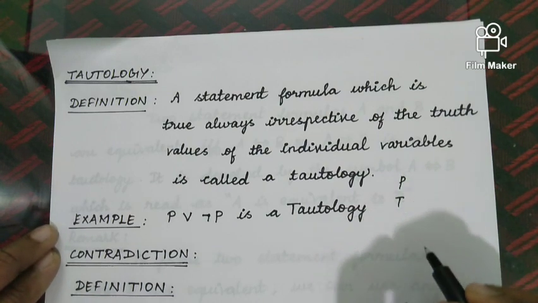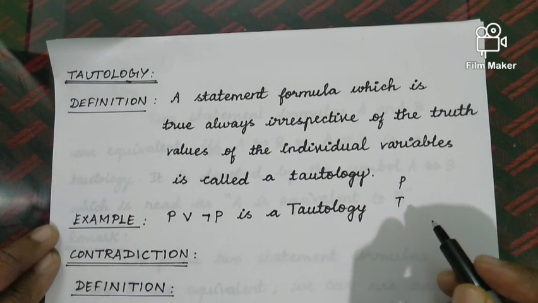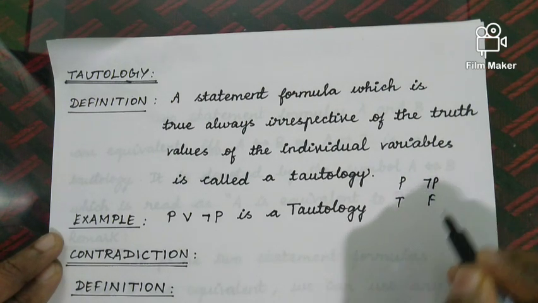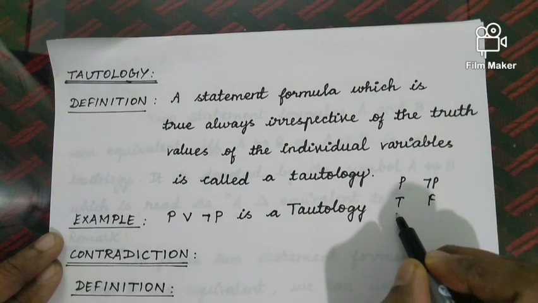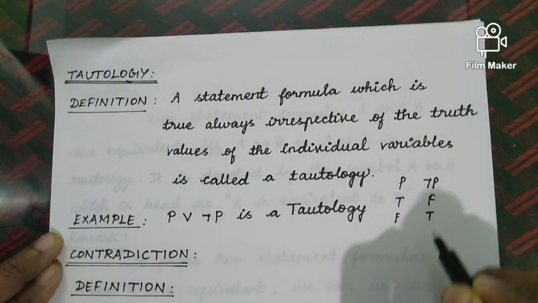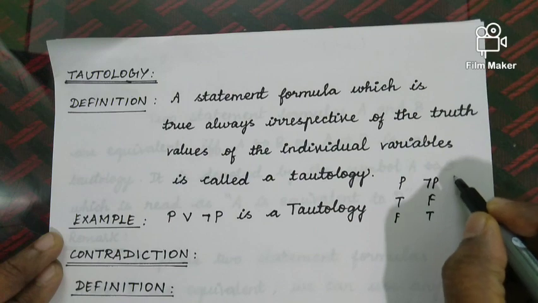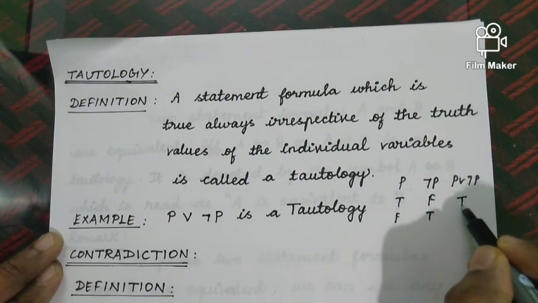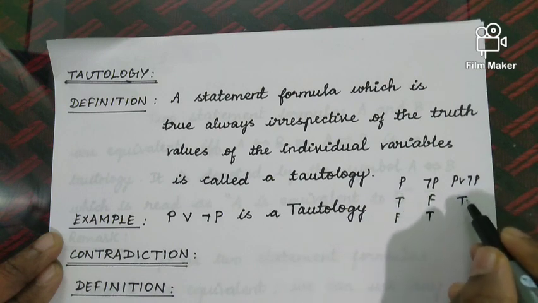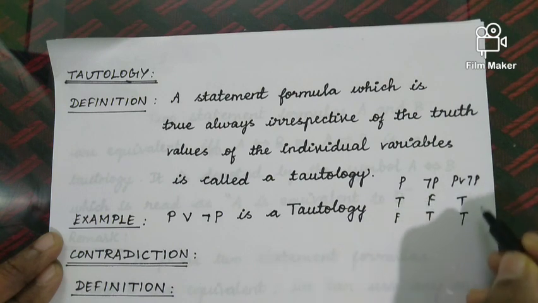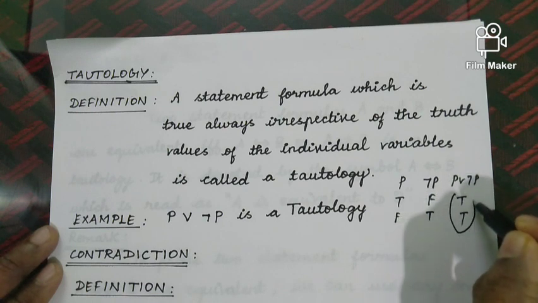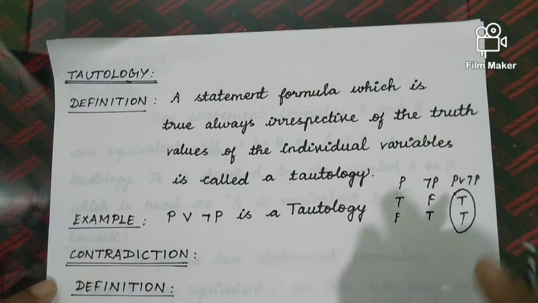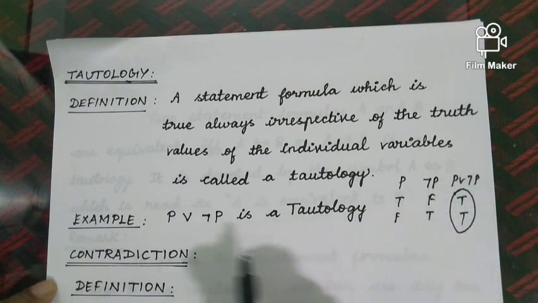So it takes the value true. When P is true, then obviously negation P is false, isn't it? If P is false, the negation P is true. So P or negation P is true or false, final value is true. Here false or true, the value is true. Look at the last column. The last column value is true only. So this is the reason why P or negation P is called a tautology.